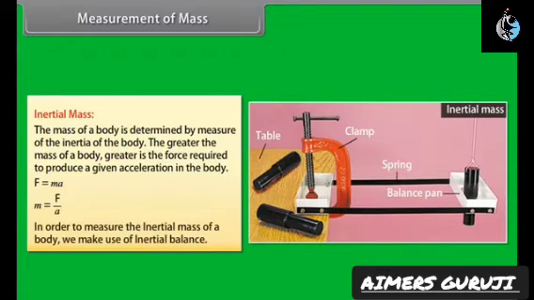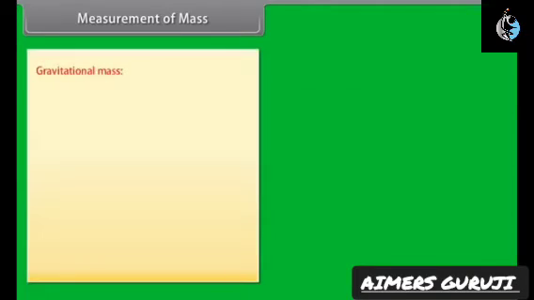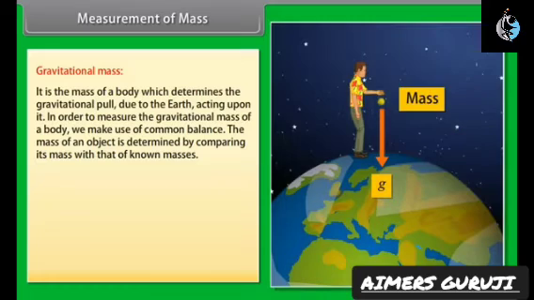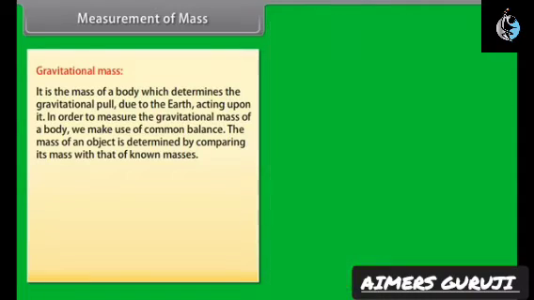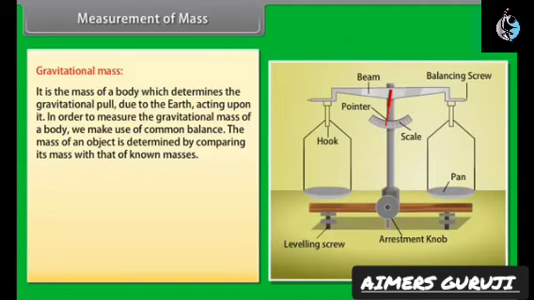In order to measure the inertial mass of a body, we make use of inertial balance. Gravitational mass: it is the mass of a body which determines the gravitational pull due to the earth acting upon it. In order to measure the gravitational mass of a body, we make use of common balance. The mass of an object is determined by comparing its mass with that of known masses.